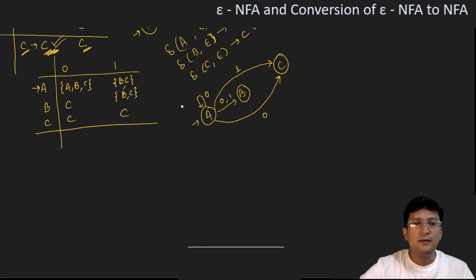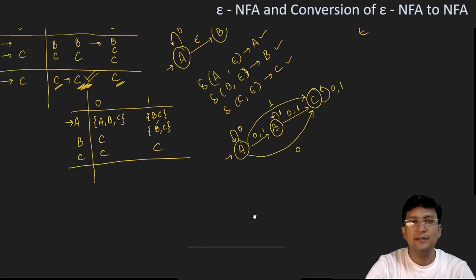Now B, on getting a symbol 0, moves to state C. B, on getting a symbol 1, remains at itself and it moves to C state also. So we are writing 0, 1 here. Now state C, on getting a symbol 0 or 1, remains at itself. Fine. Now let us define the final state.